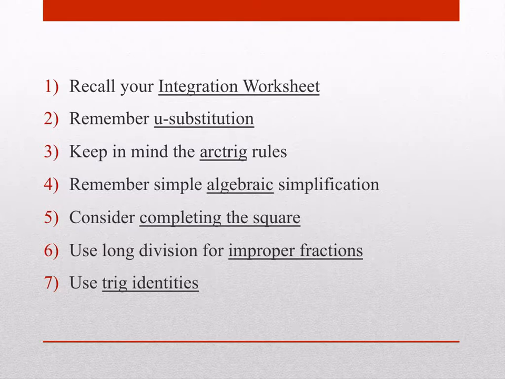Algebraic simplification can sometimes be extraordinarily helpful. Maybe it's a matter of just distributing two values through each other, like FOILing. Or maybe it's a matter of simplifying because you're dividing by x squared, so we'll just divide each of the terms by x squared. Completing the square can be useful, especially in conjunction with the trig rules. Getting something that looks like 1 plus x squared in the denominator can be quite useful.